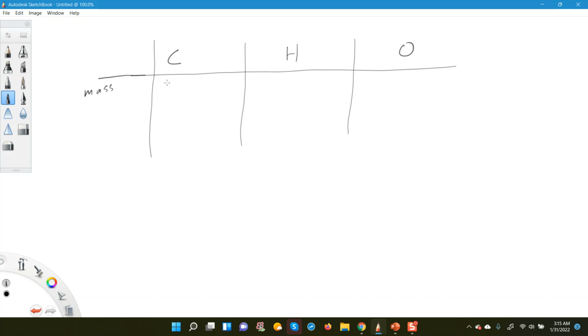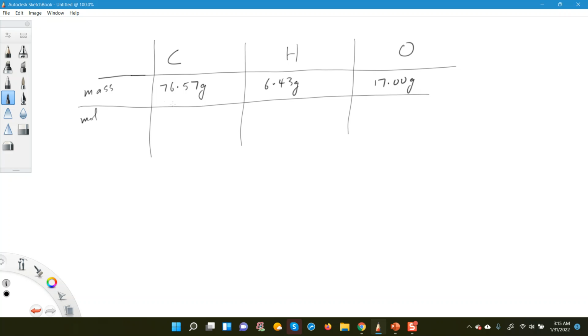So for the carbon, that would be 76.57 grams. For hydrogen, that would be 6.43 grams. And for oxygen, that would be 17.00 grams. All right, so those are the masses. The next step would be the moles.